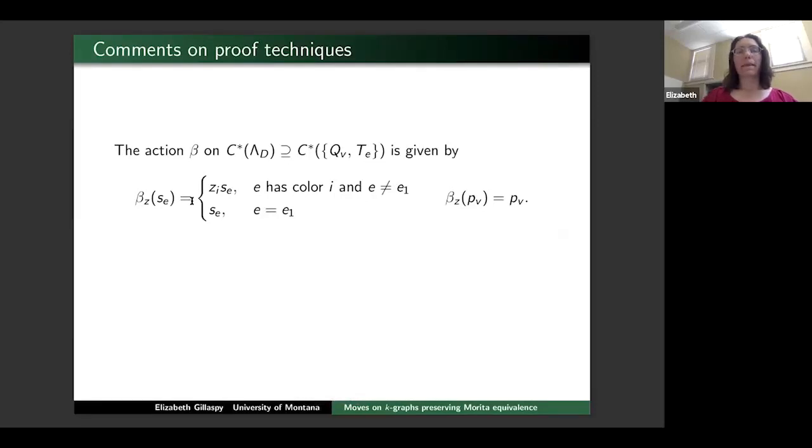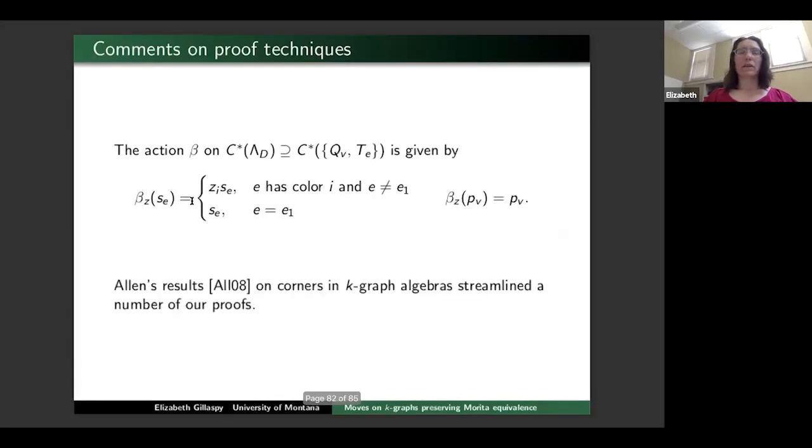Let's see. I think in my last couple of seconds, I do want to say that Stephen Allen has some nice results about corners in K-graph algebras, which were very handy for, in particular, proving the final piece of the result about delay. So I think it's not a very well-known paper. I didn't know about it until David Pask pointed it out to me, so I wanted to publicize that work.